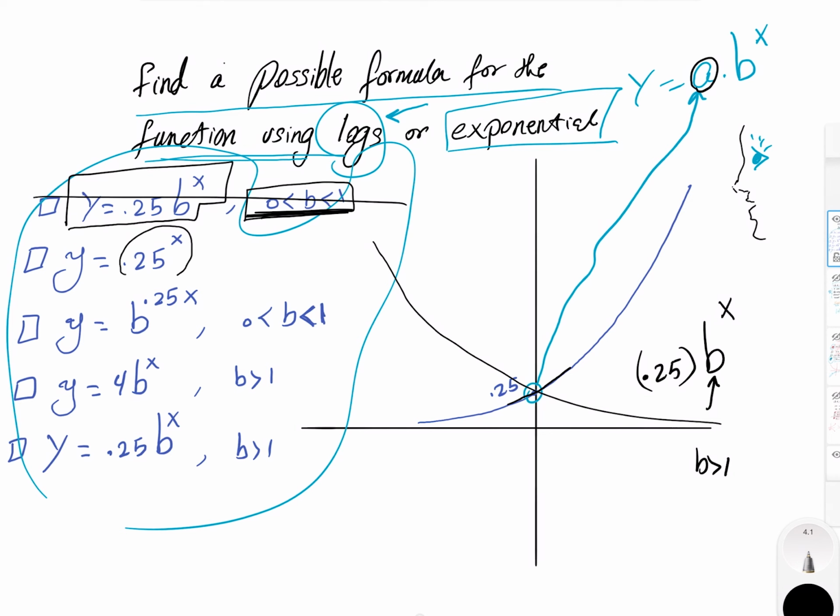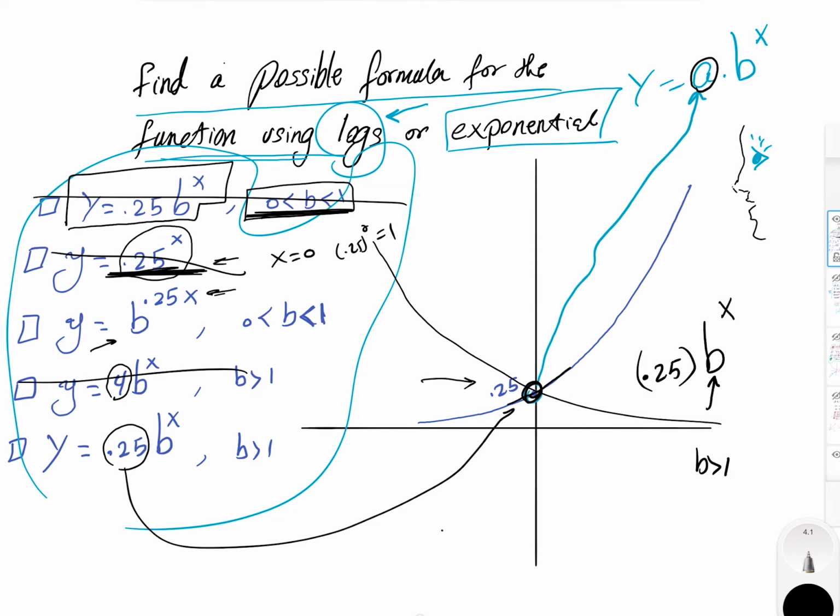0.25 to the power of x, well, no. We don't have b here, and this is out. Or you can just try x equal to 0: 0.25 to the power 0 is 1. But at 0, we have 0.25, so this is out. And this one, if you put 0 for x, you get 1. Again, we're not going to get 0.25. Also, this is 4. The initial value is not correct. The last one is a good candidate.